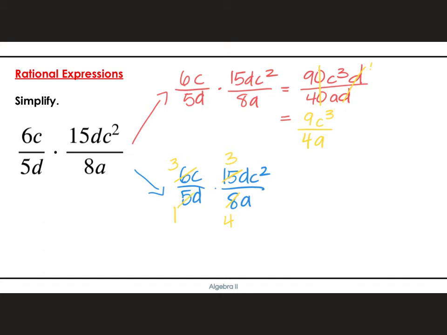I also see that I have a d in the numerator and a d in the denominator, so those will both become 1. And now I can multiply straight across. 3 times 3 is 9. C times c squared is c cubed. On the bottom I have 1 times 4 times a, which is going to give me 4a. Notice that my math was a little bit easier when I simplified first, but of course it is really up to you. You do not have to simplify first. Either way will work because both answers are exactly the same.